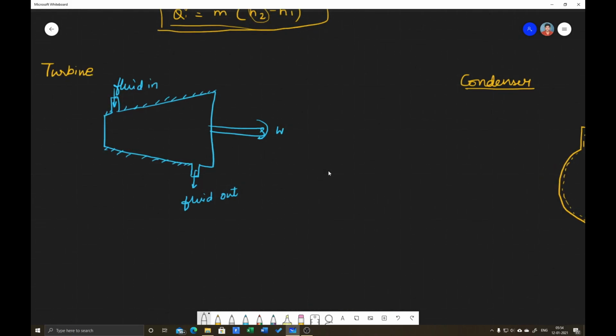Next we will go to a turbine. Here also it is at the same level, so Z1 is equal to Z2, and also the kinetic energy at the inlet and exit is neglected. Only the H term will be there in the steady flow energy equation.